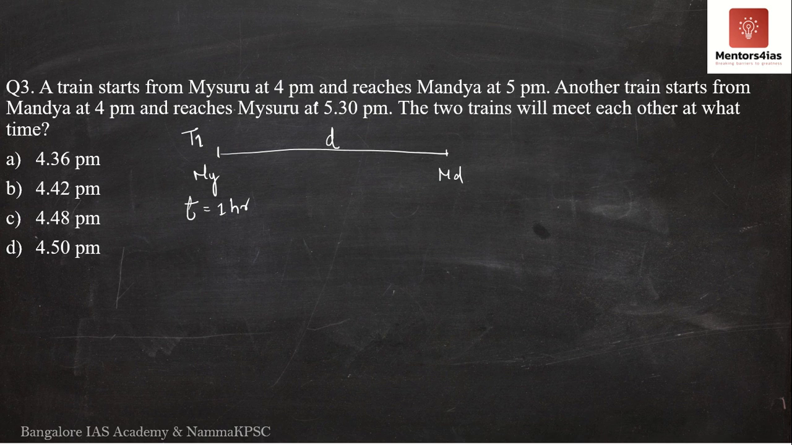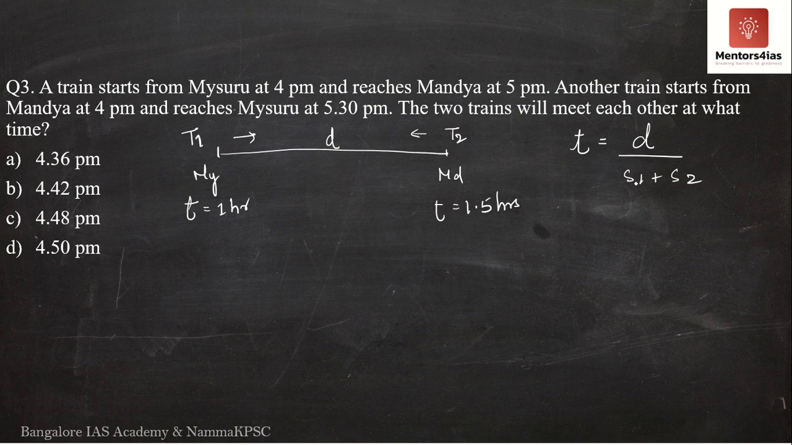Another train starts from Mandya at 4 p.m. and reaches Mysuru at 5:30 p.m. Meaning what? Train 2 takes 1.5 hours to cover distance D and go from Mandya to Mysore. So now the question is asking, at what time will the two trains meet? Now this is very straightforward and very simple. We always know when two entities are moving in opposite direction, the time taken for them to meet each other is nothing but the distance traveled divided by the sum of their speeds. Therefore, time is equal to distance divided by S1 plus S2.